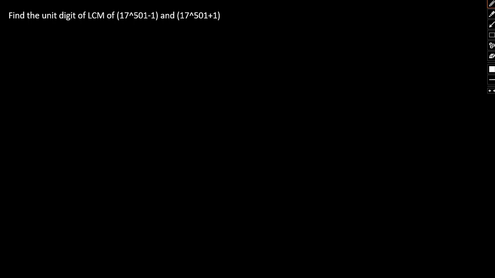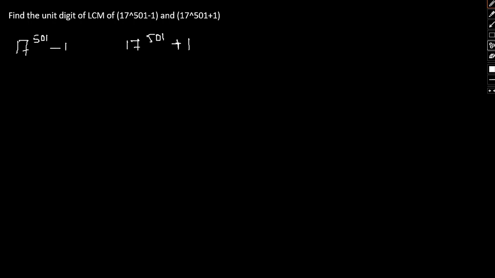Find the unit digit of LCM of 17 to the power 501 minus 1 and 17 to the power 501 plus 1. So we have two numbers, 17 to the power 501 minus 1 and 17 to the power 501 plus 1. Now try and understand something.